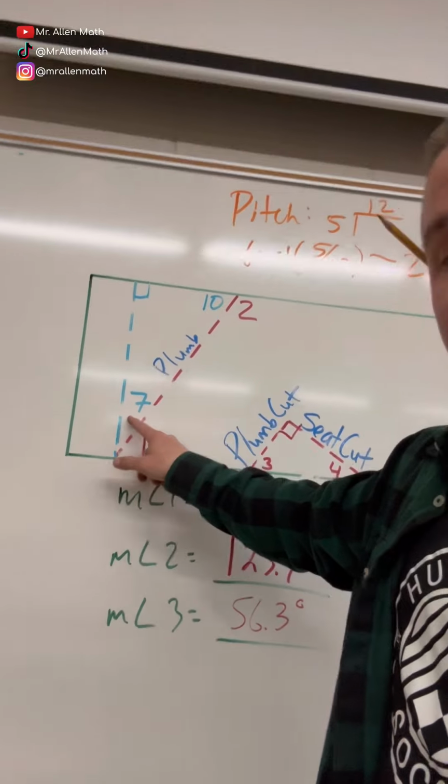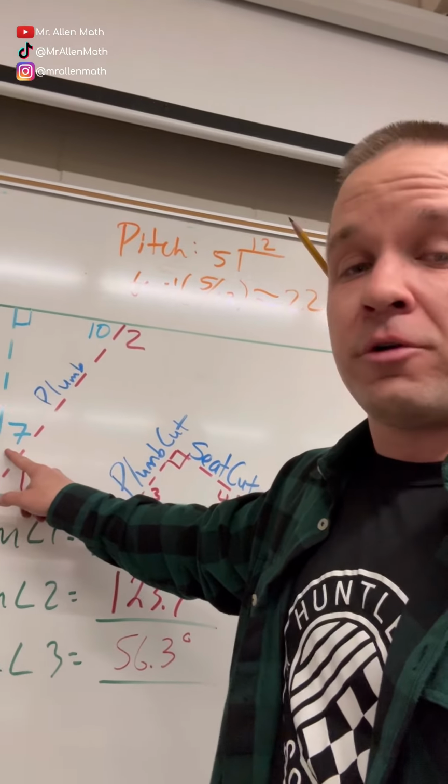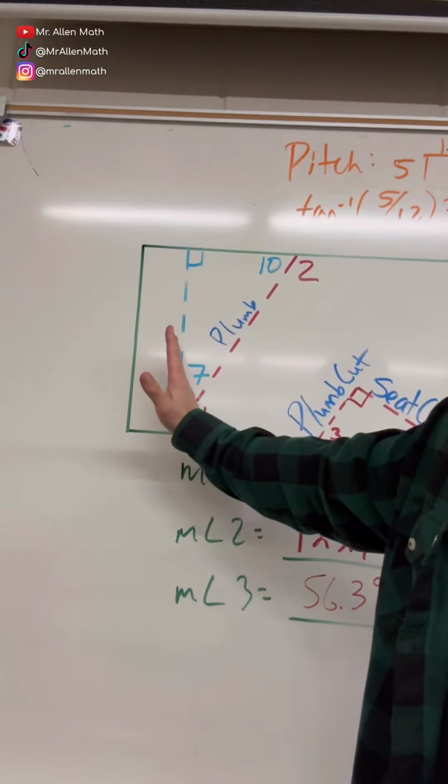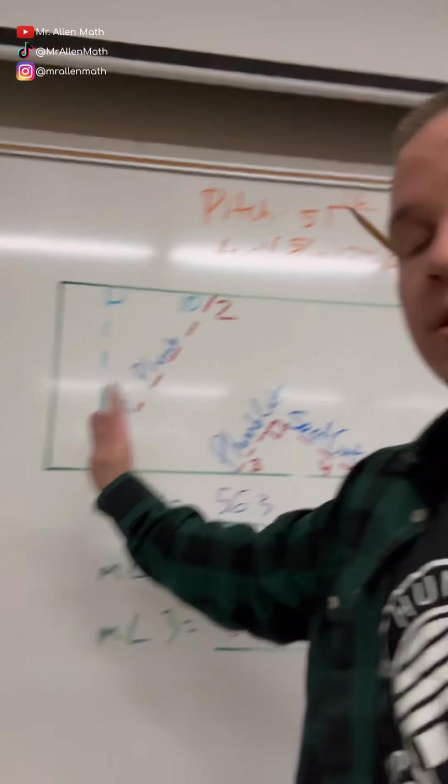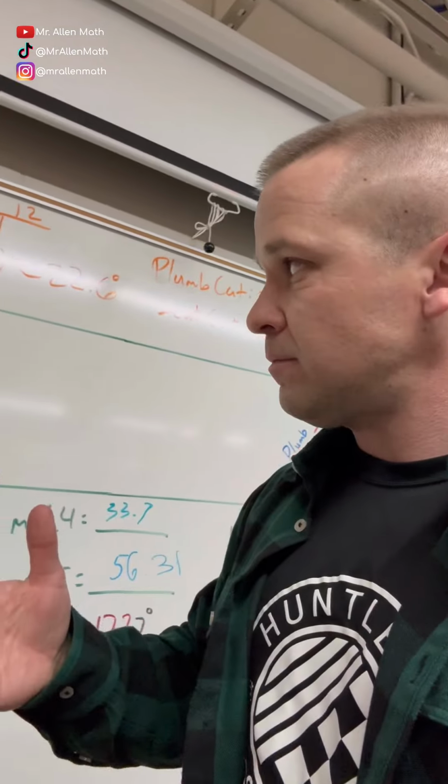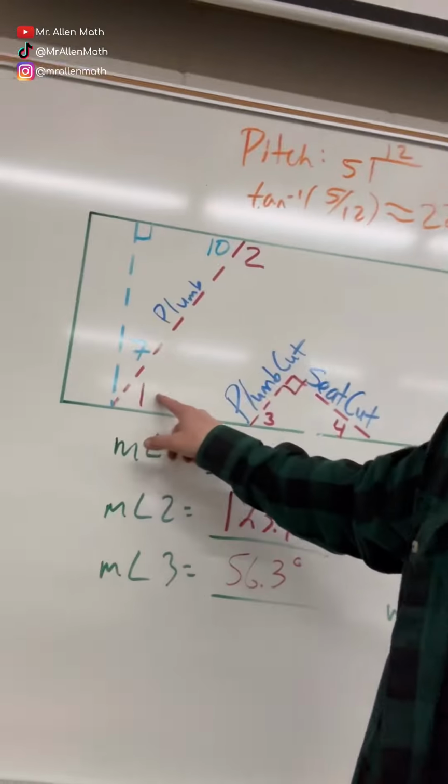Now, 7 right here, angle 7, that is the 33.7 degrees because the plumb cut is off of the vertical and then rotate 33.7 degrees. And then they can figure out all the other ones from there. Angle 1 is the complement.